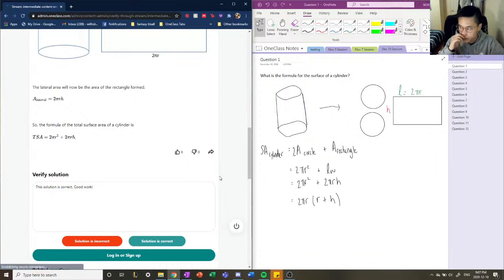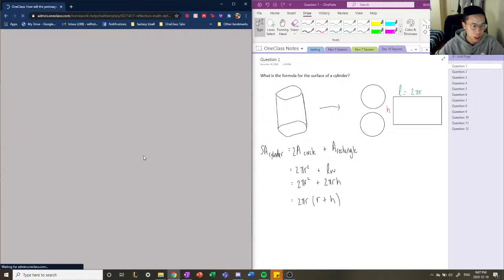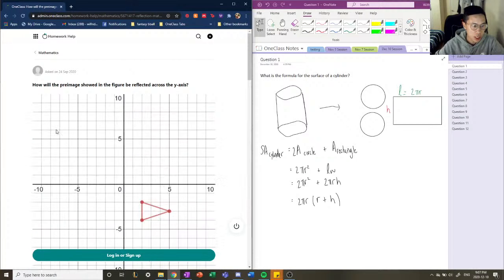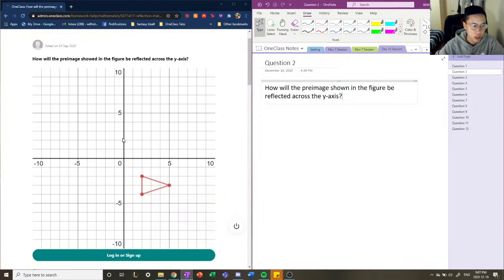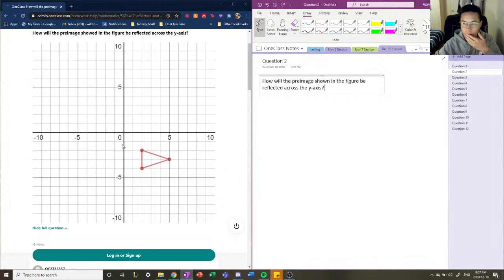All right, let's move along to question number 2. So question number 2 reads, how would the pre-image shown in the figure be reflected across the y-axis?